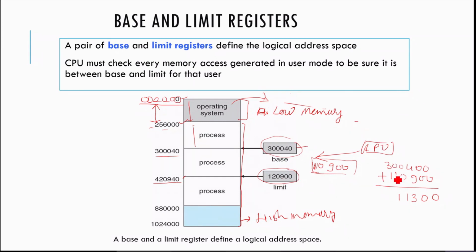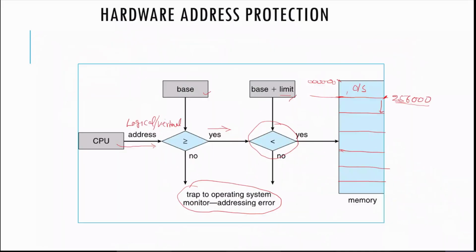Okay, this one only, and 3 1, what I am getting is 4. So what is that? I got this value 411300. Now you check whether this base plus limit is greater than this value or not. It is greater than this one, 420940. Which one? This value. So it is a valid address, we will allow that address.